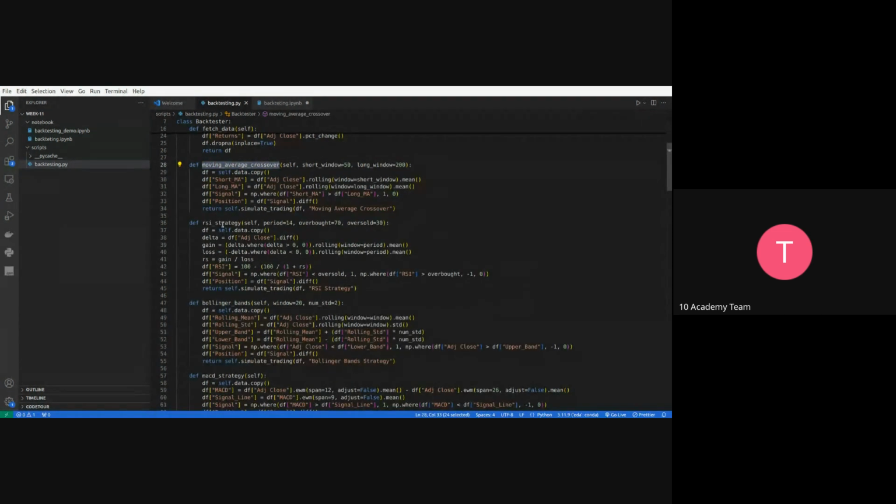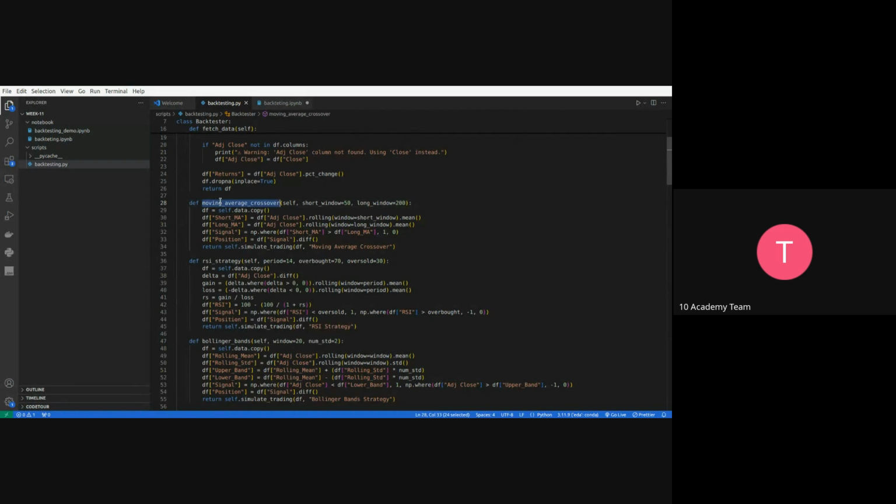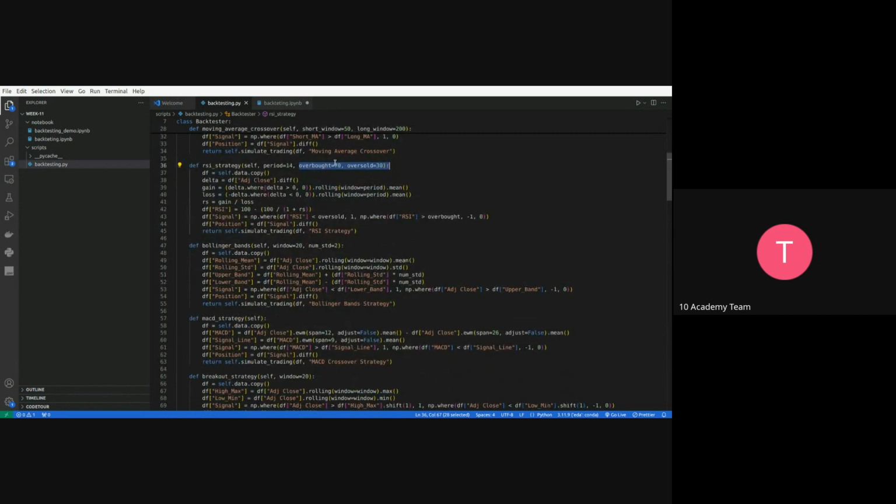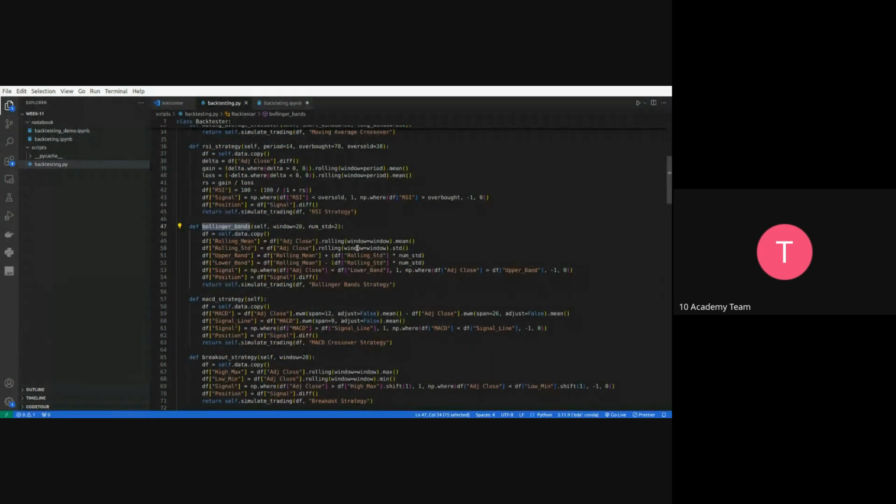Then I put in other methods. For example, moving average crossover is the one that we discussed. RSI is the relative strength index, with the overbought and oversold situations that we discussed, 70 and 30. We put it here, but you can make it, for example, 80 and 20 or anything. Since it's just testing, you can try a lot of things here. Bollinger Band uses a number of standard deviations, 2, that means the lower and upper bound.